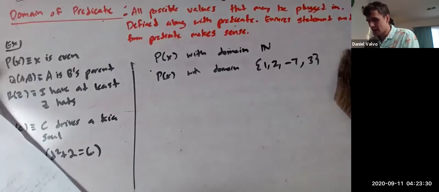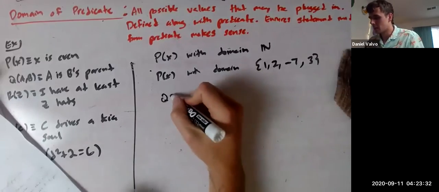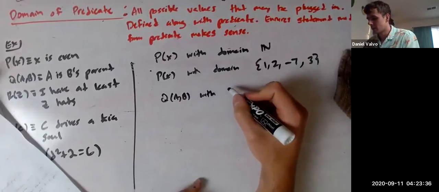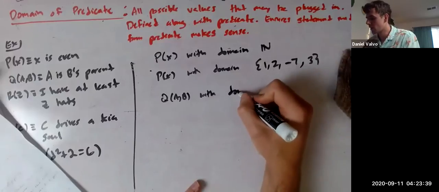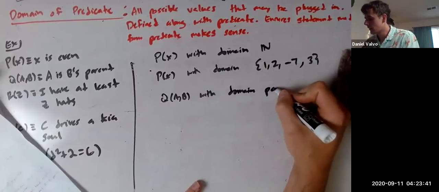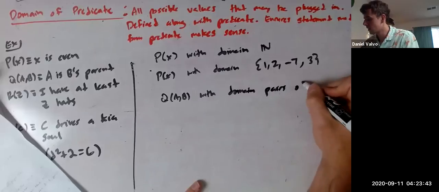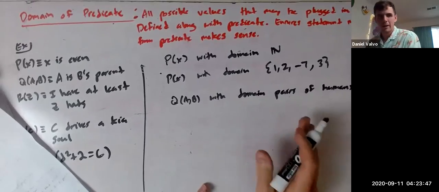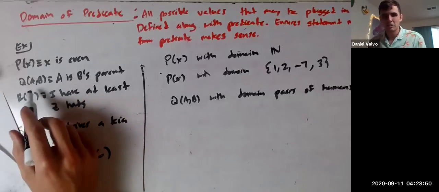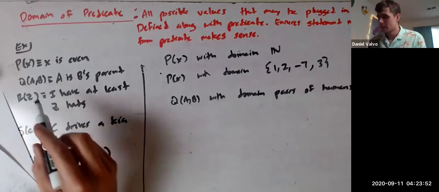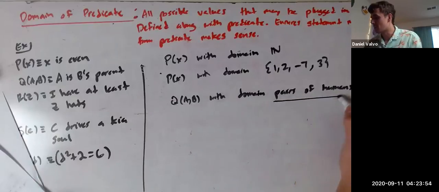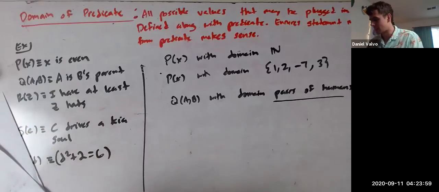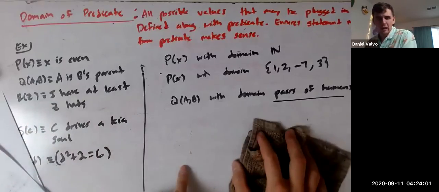So that is domain. For example, I'd probably do Q of A, B with domain pairs of humans, because Q of A, B takes in 2 inputs. So the domain, the things you can plug in, are going to be pairs of things. And by the way, you can notice that the order is going to matter. We'll see that in a second. So yeah, that's domain. Any questions on that?